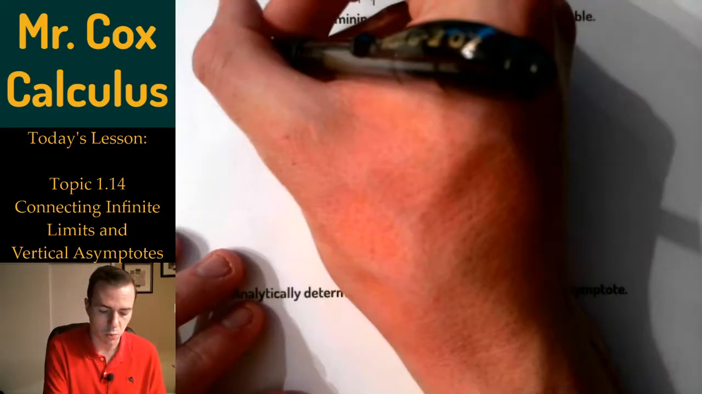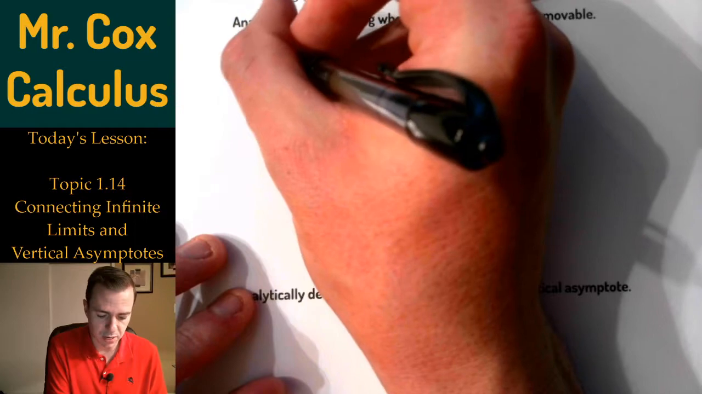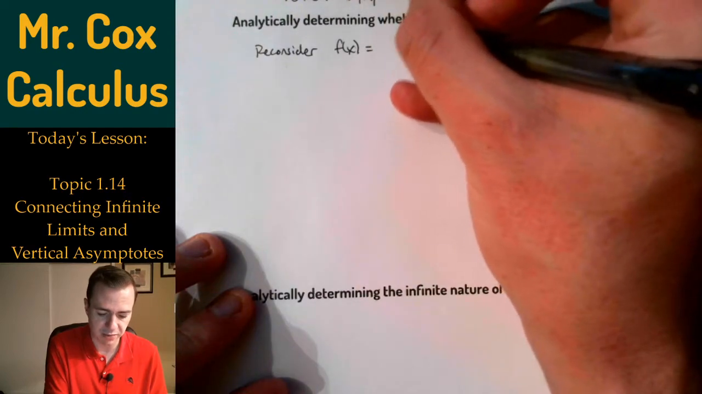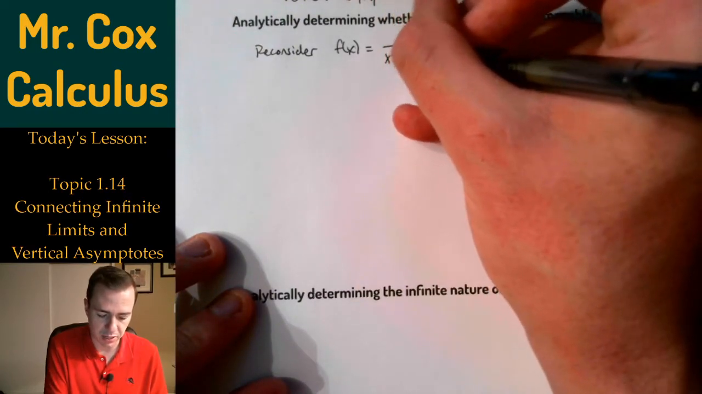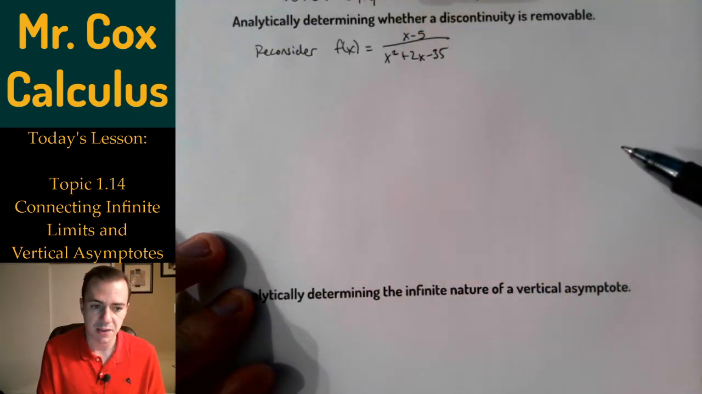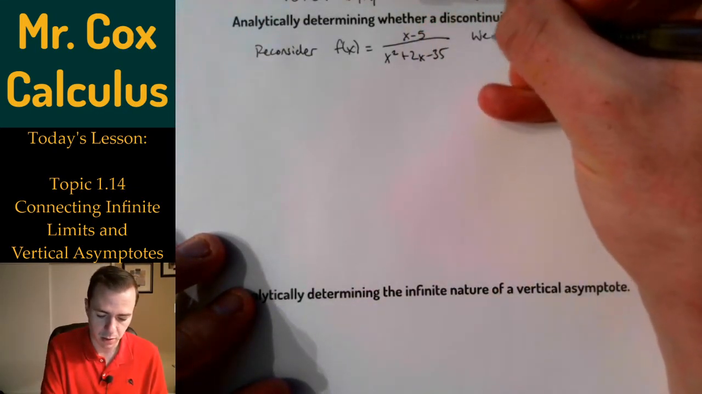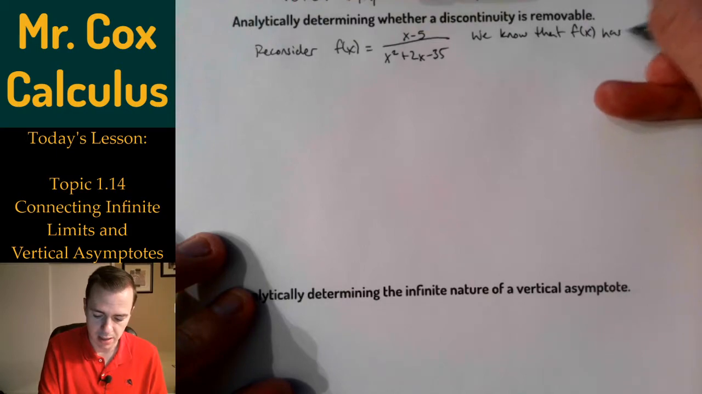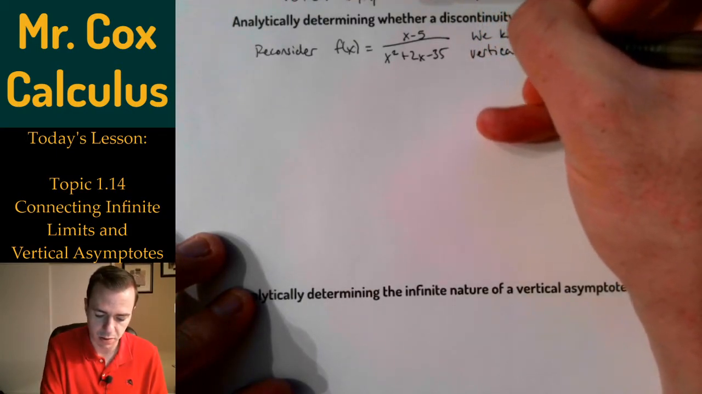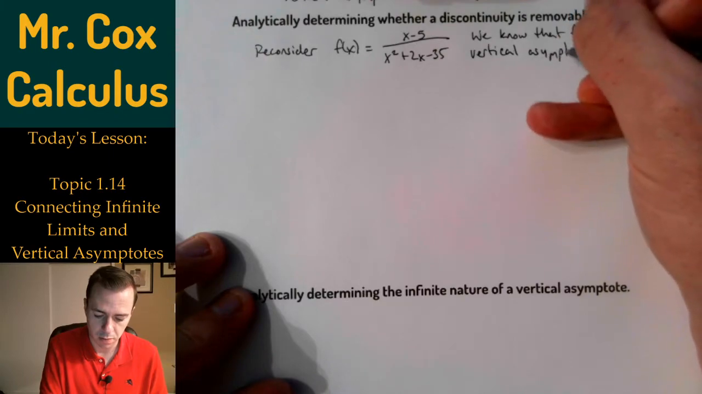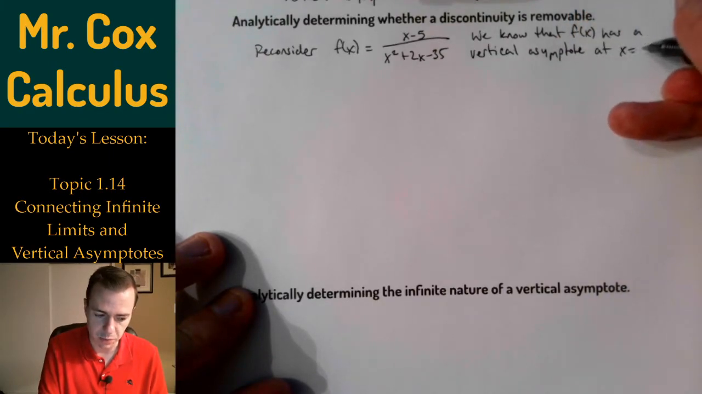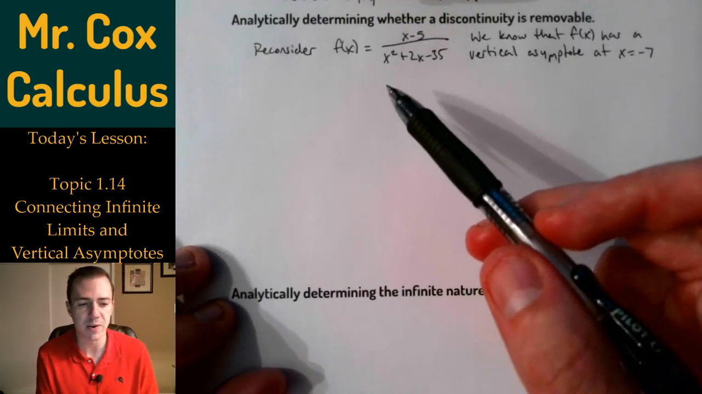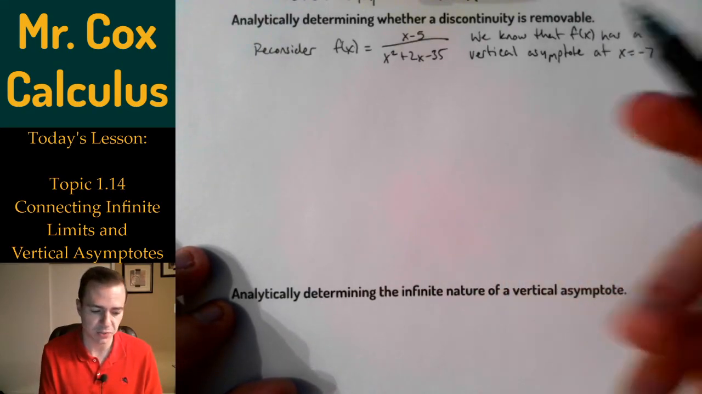In the previous video, we looked at this function, and so let's reconsider f of x equal to x minus 5 over x squared plus 2x minus 35. And in the previous video, we established, and so we now know that f of x has a vertical asymptote at x equal to -7. And we knew that because direct substitution gave us -12 in the numerator and 0 in the denominator. So we knew this was true already.